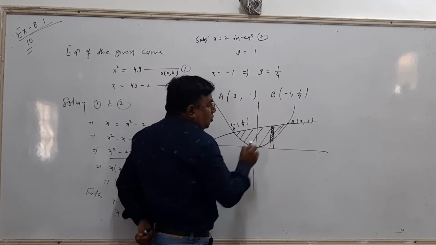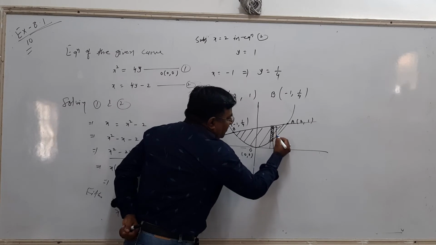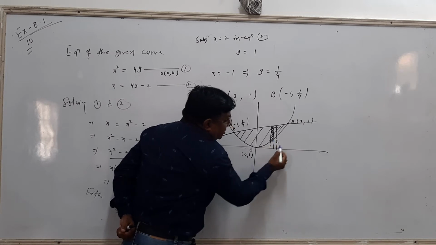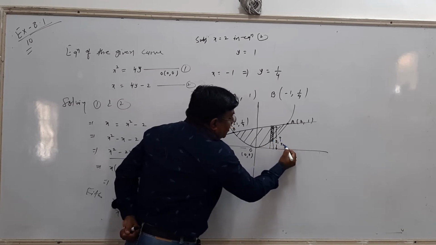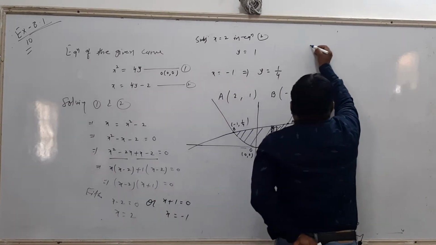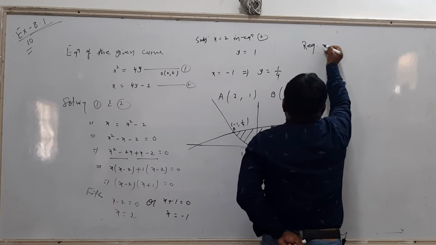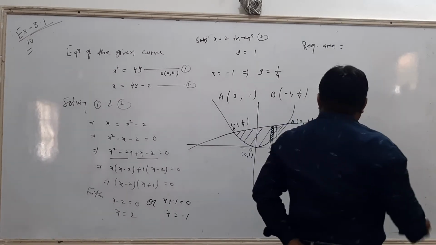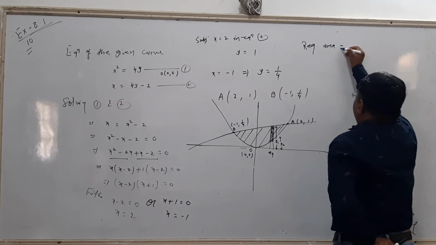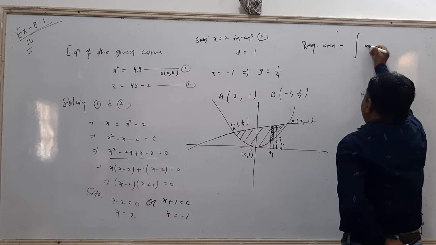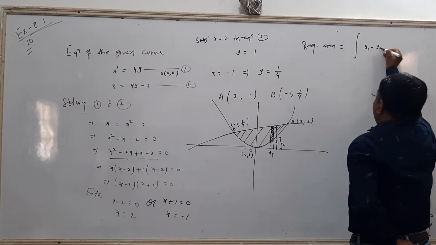But now is the given two curves. From the line to x axis, this is y1, and from the parabola to x axis, this is y2. Breadth is dx. So what is the formula of the bounded region? Then the required area, the area of the shaded region, that is integration, length is y1 minus y2.